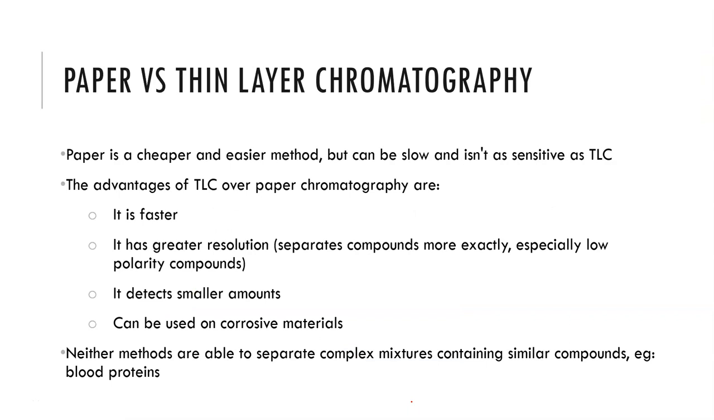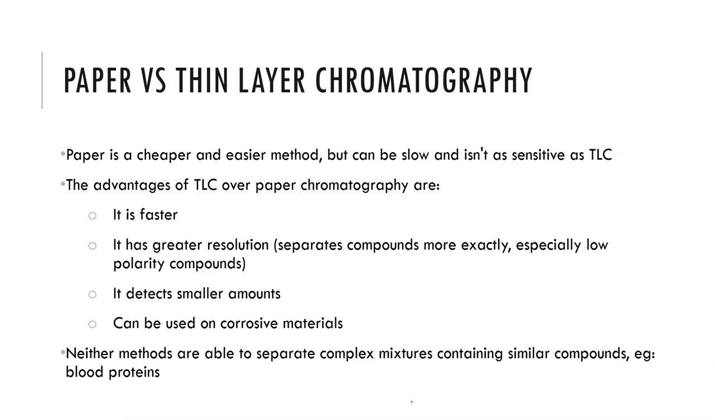So when we compare paper versus thin layer chromatography, paper is obviously cheaper and easier, but it can be slow. The capillary action up the paper can often not be as fast as what we see on TLC. It's also not as sensitive as TLC, and we can't resolve it in the same way. Sometimes with thin layer chromatography, we can't see the dots because they're not colored, but we can use things like UV light, which a lot of organic compounds will fluoresce under UV light.